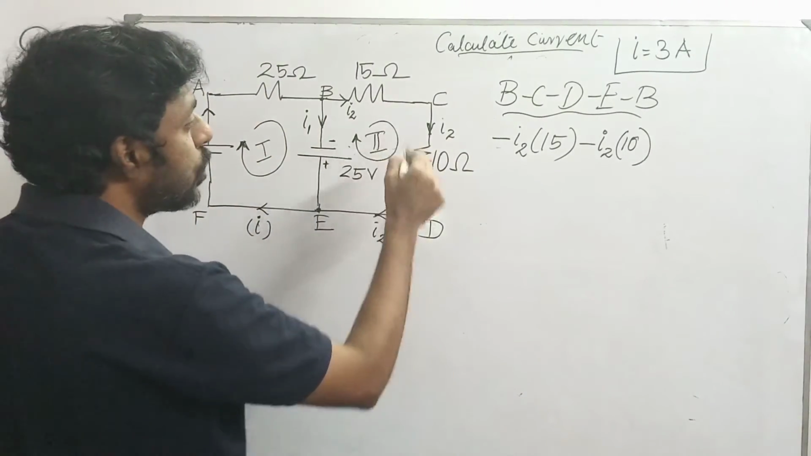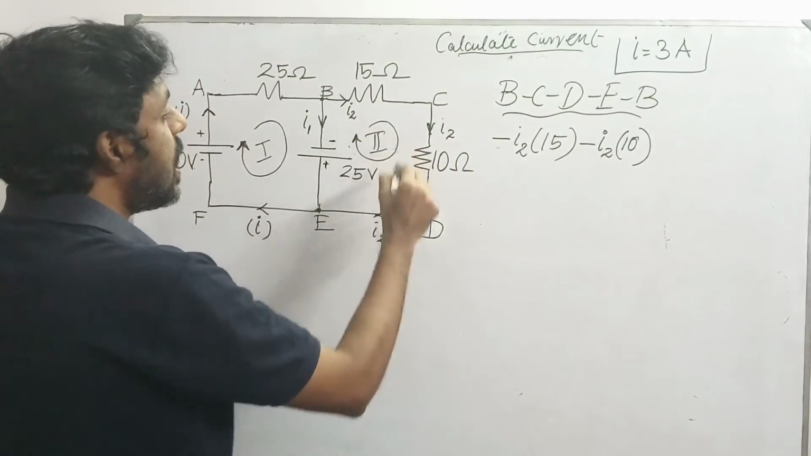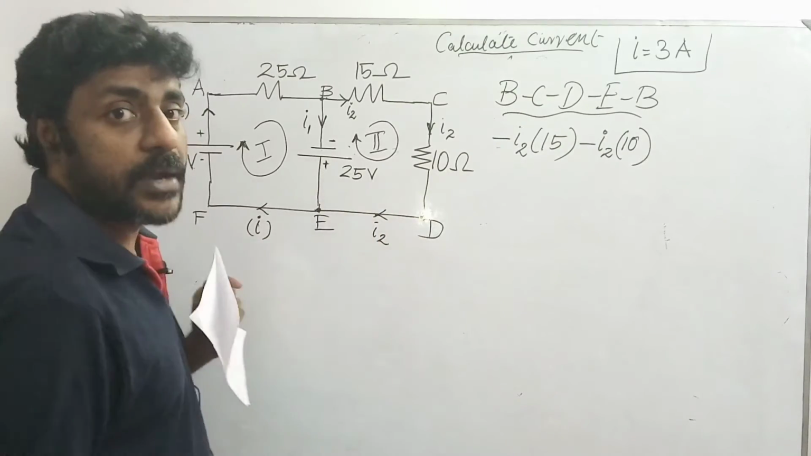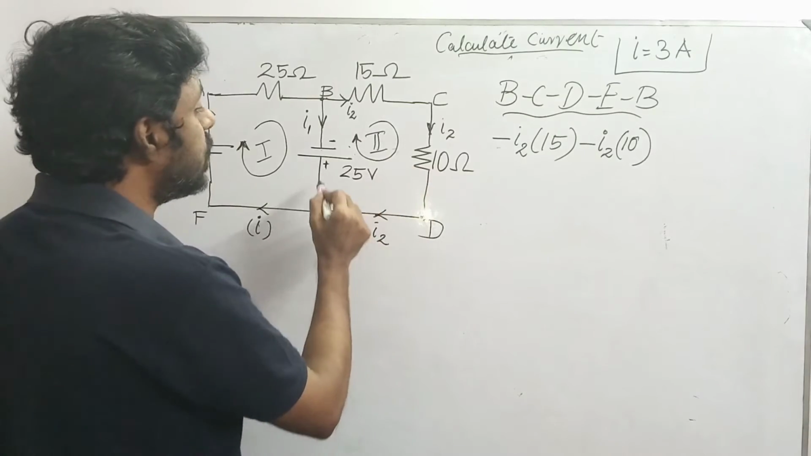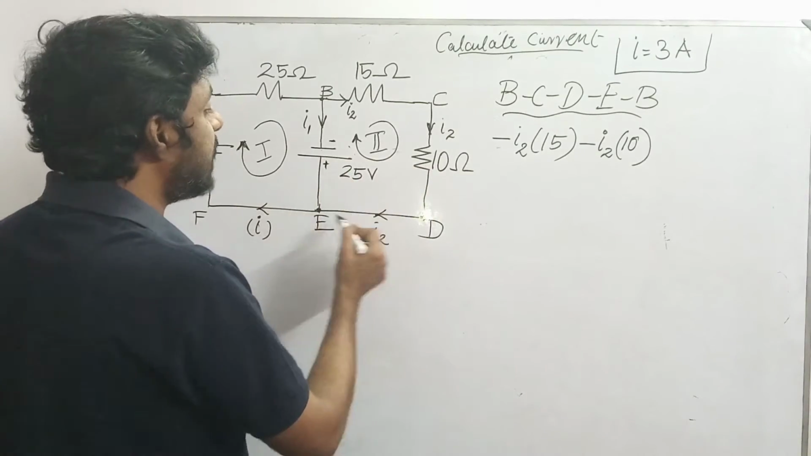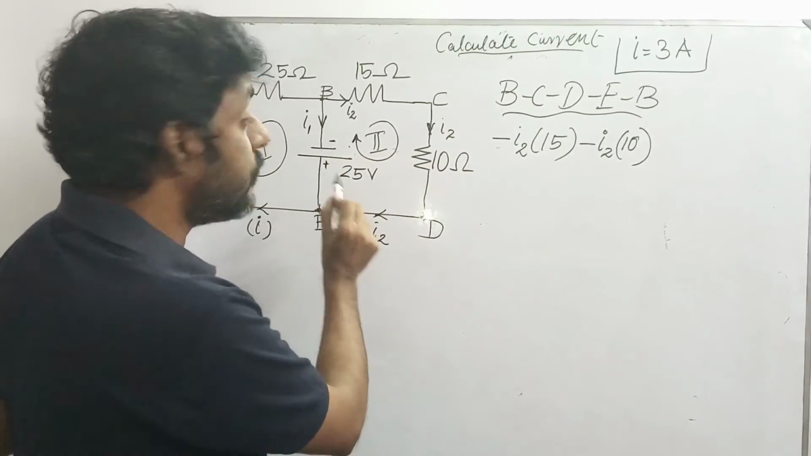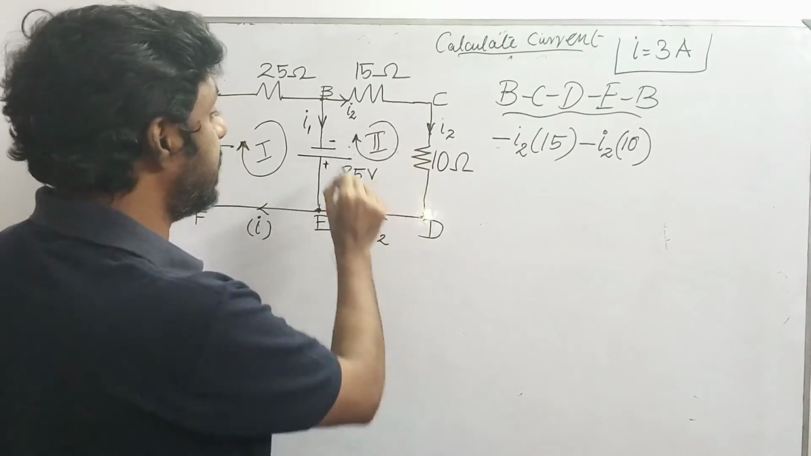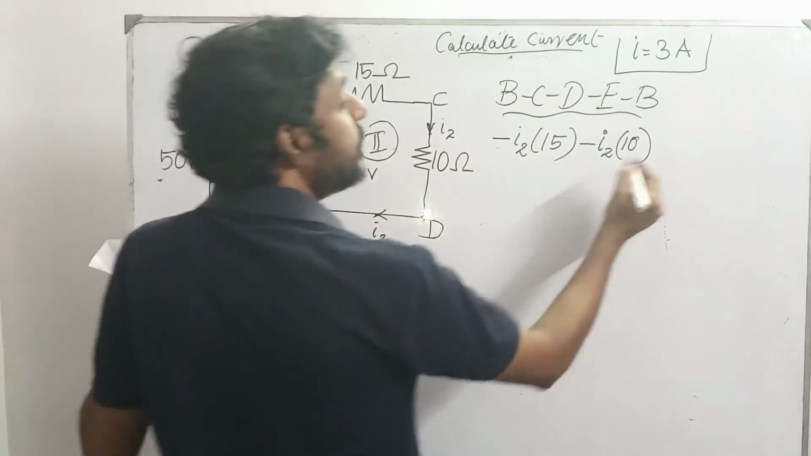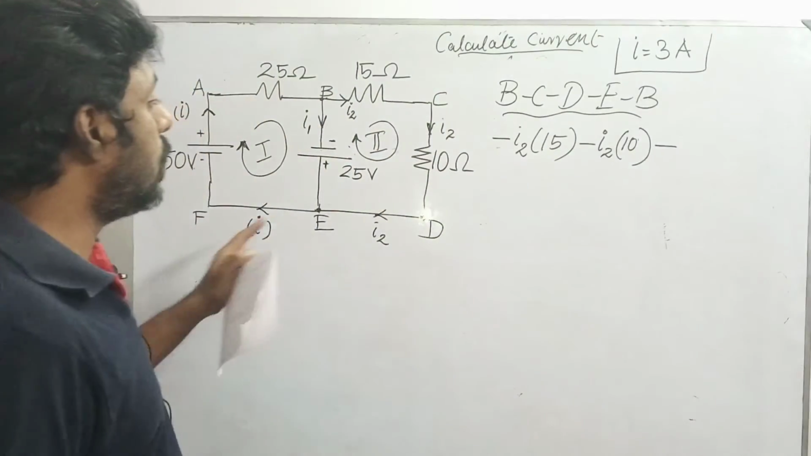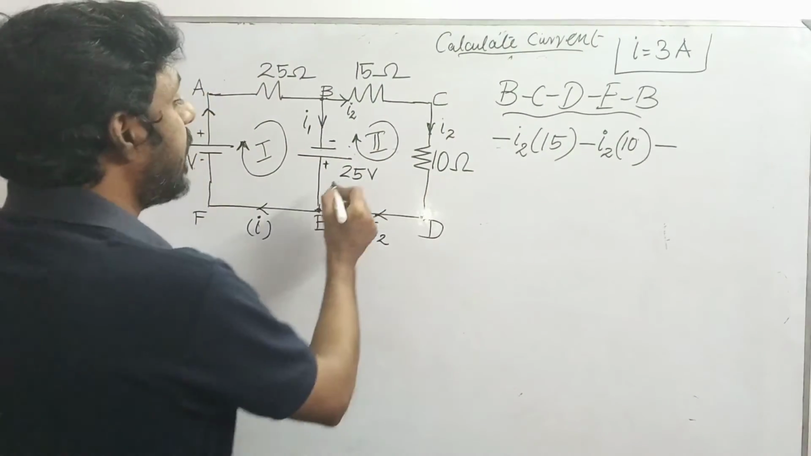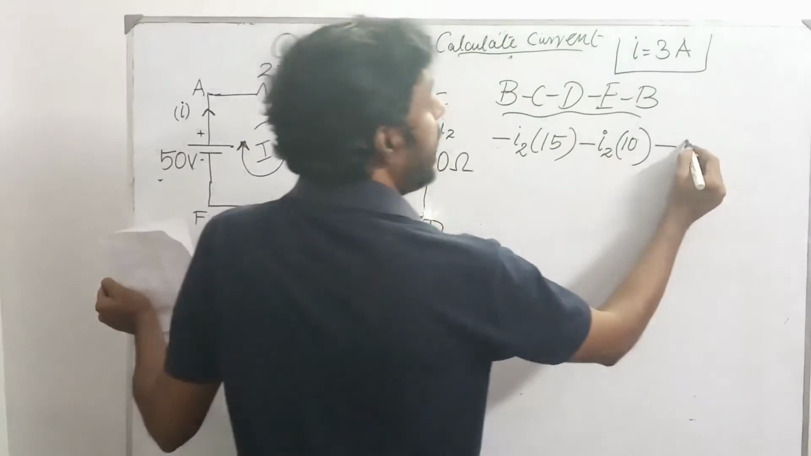Now again I keep on rotating here. When I rotate, I encounter the positive terminal of the battery. Before that we encountered the negative terminal of the battery. Since I have encountered the positive terminal of the battery during my clockwise direction, I will automatically assign a negative sign, and I put this value 25 over here.